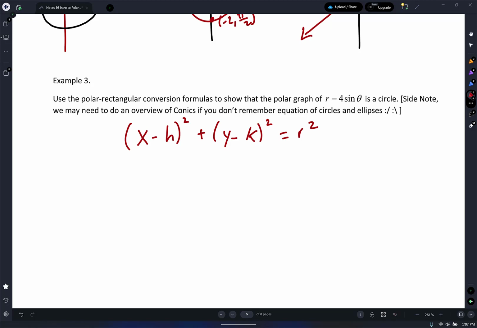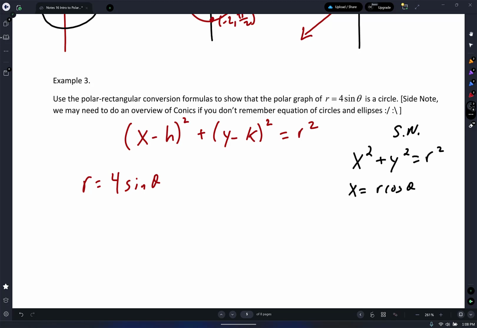So I have this, and I have r equals 4 sine theta. The only relationships I know right now is this. So I'm going to go to the side note. So I know that x squared plus y squared equals r squared. And I know, let's see, what else do we know? We know that x equals r cosine theta. And we know that y equals r sine theta.